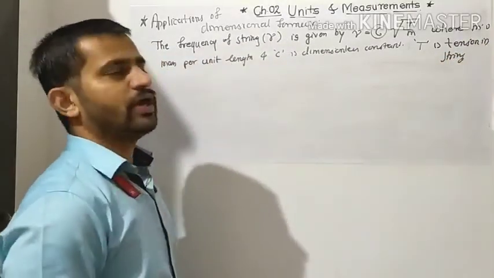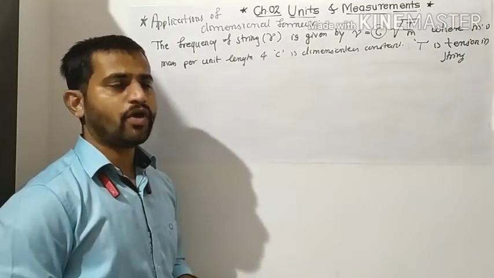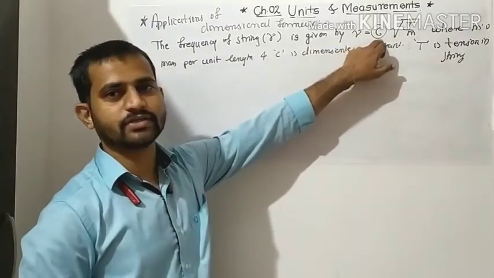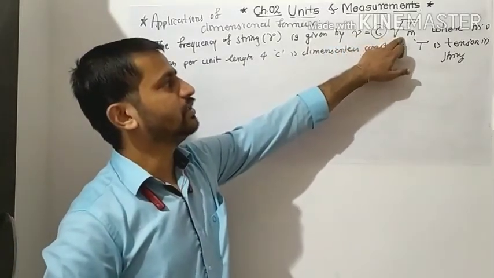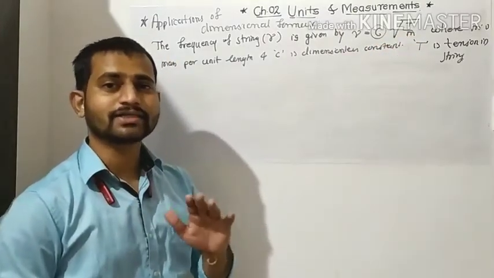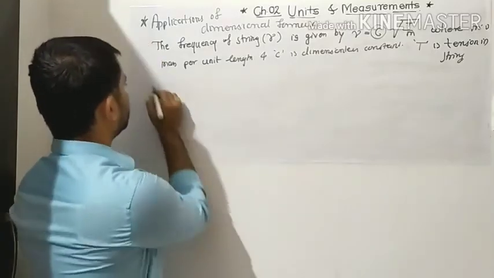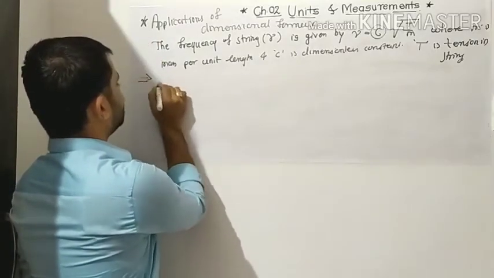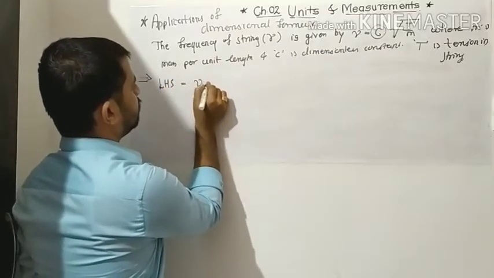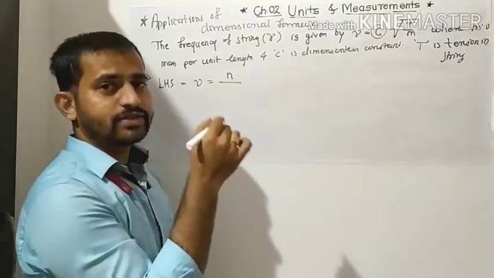So we just have to equate the LHS with respect to the RHS. The meaning of all the terms is given: nu is the frequency, C is the dimensionless constant, T is the tension, and M is the mass per unit length. This is not the mass, but the mass per unit length. So likewise we can go for the principle of homogeneity. Let LHS, nu, be equal to the number of vibrations per second.